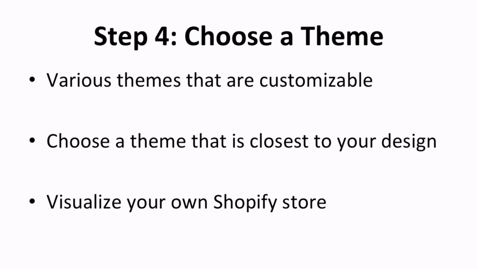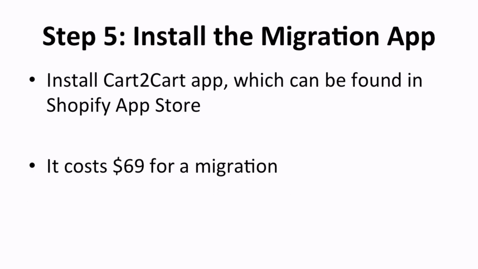Templates make it easier for you to visualize what your own Shopify store will look like. The previous steps are all about setting up your Shopify account and designing your store. Your store migration hasn't taken place yet. The next step is for you to install the migration app in order to move the information in BigCommerce to your new Shopify store. The app you want to install is called Cart to Cart, which can be found in the Shopify App Store.